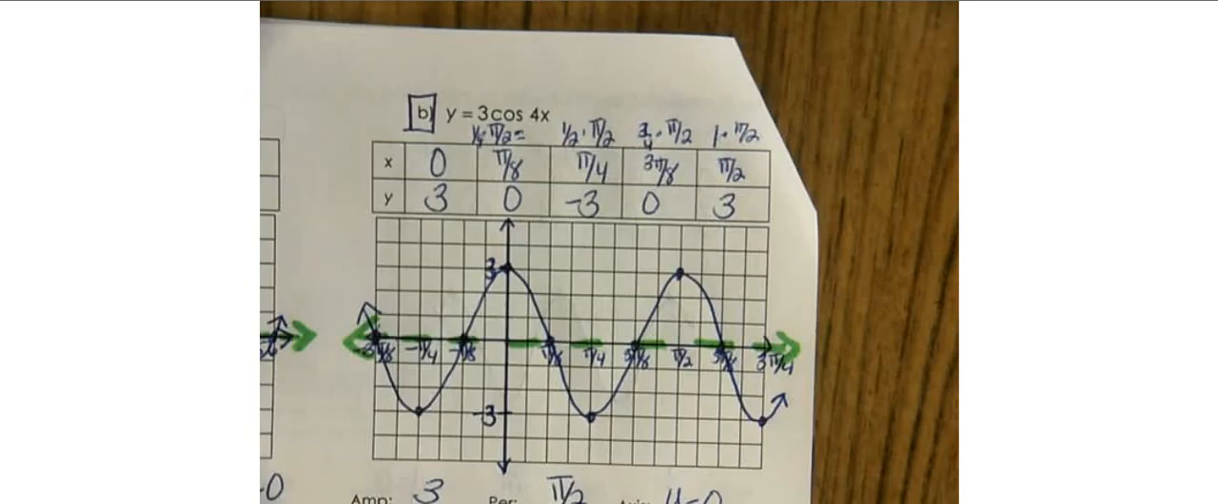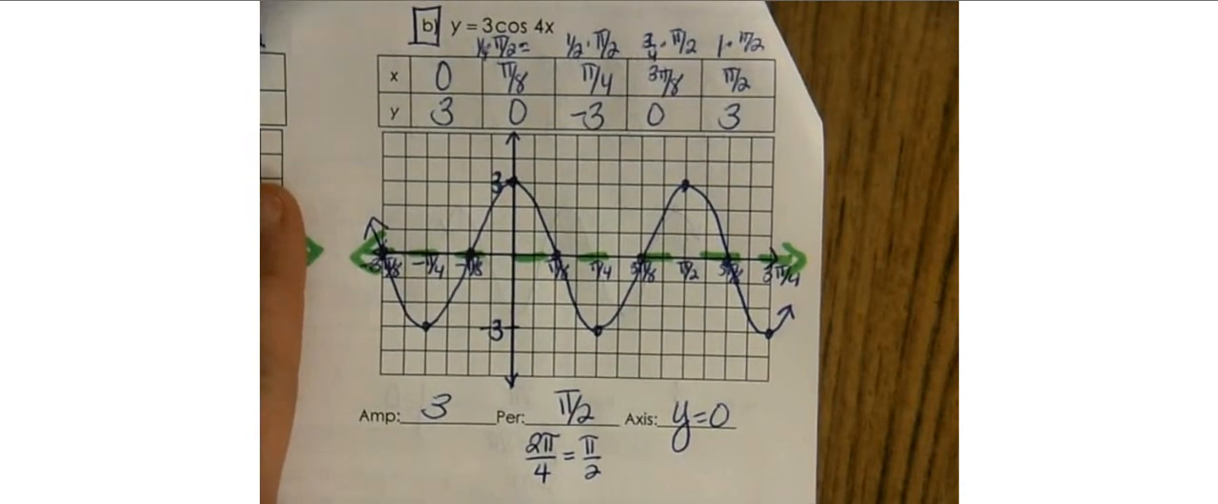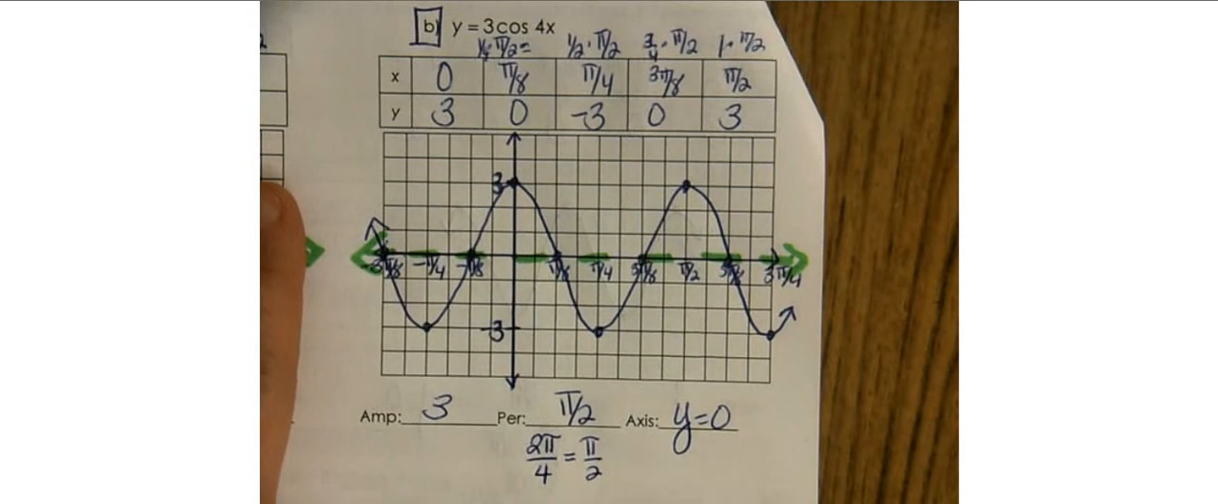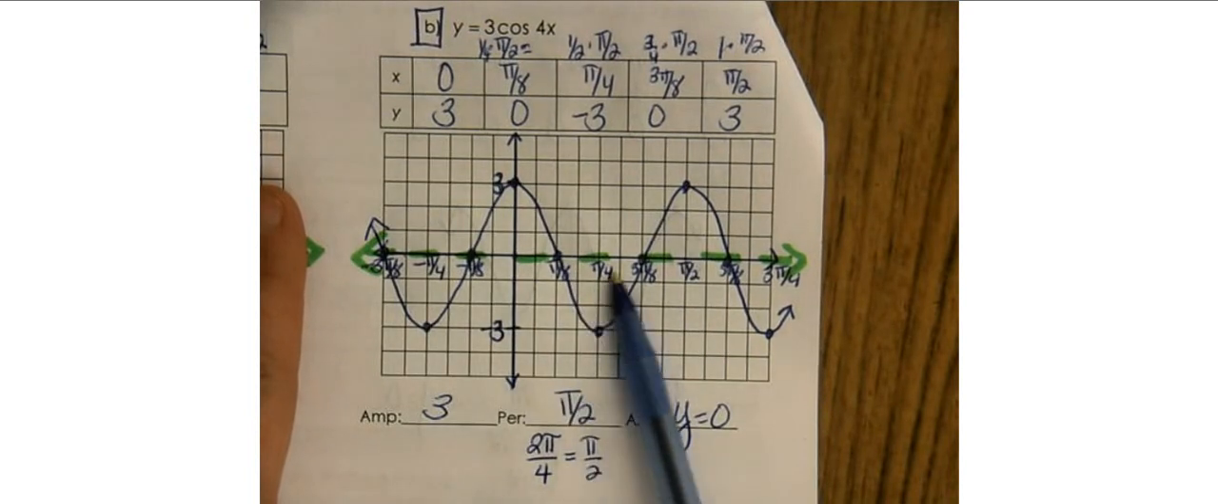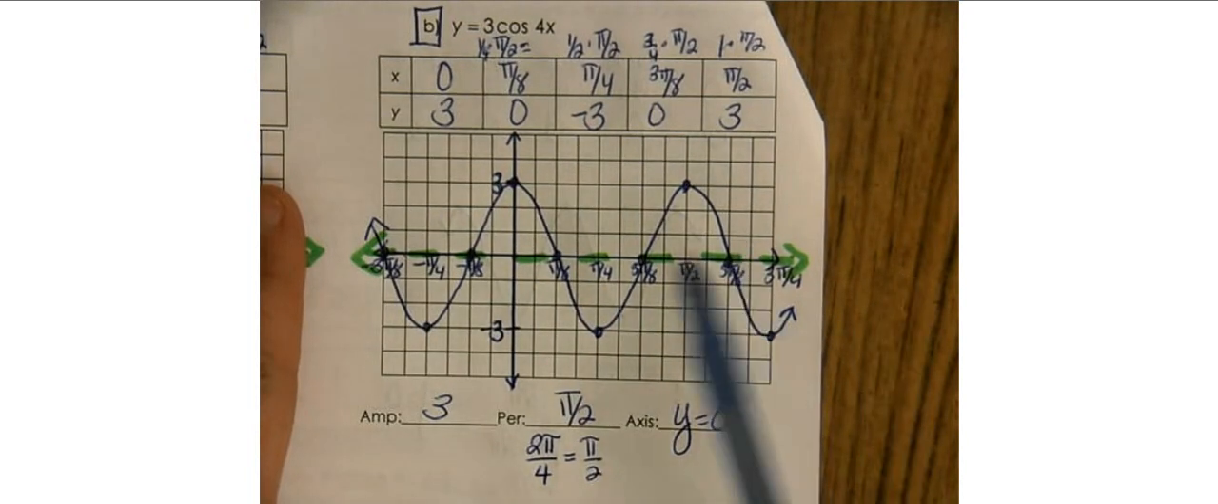Okay. Let's check out example number 4's letter B. If y equals 3 times the cosine of 4x, I chose to go by a scale of every other one is a pi over 8, and I went by ones to make that 3 and negative 3.